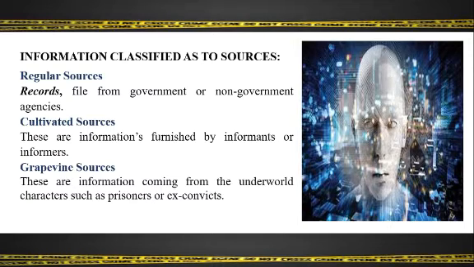Next is the special informant. Those who give information concerning specialized cases only, and it is regarded as special treatment by the operatives. Examples are teachers, businessmen, and other persons in their professional field. Next is the anonymous informant. Those who give information through telephone with the hope that the informant cannot be identified. Next is the grapevine sources. These are information coming from underworld characters such as prisoners or ex-convicts. So they are the concerned citizens.